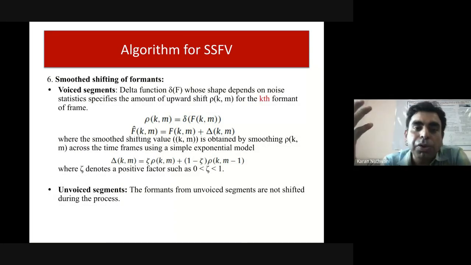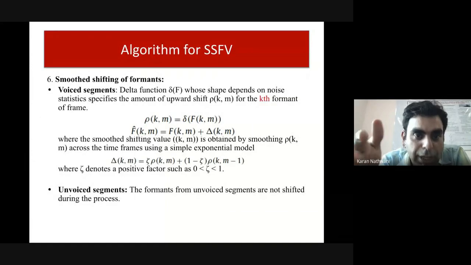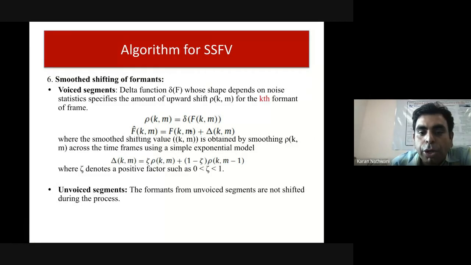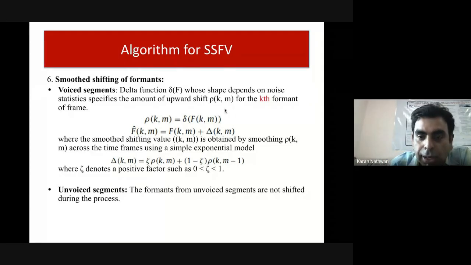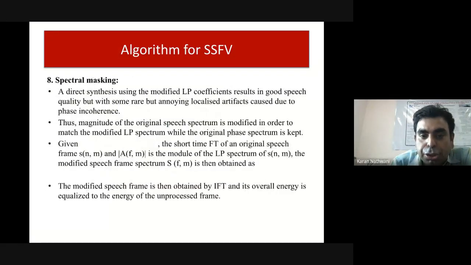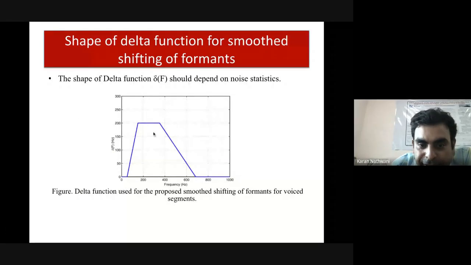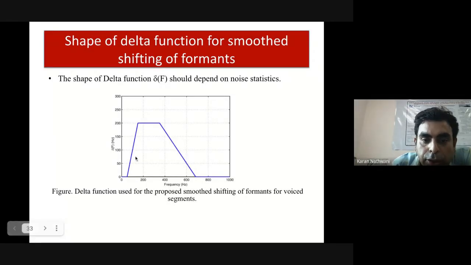I want to spend more time on what is new in this case, which is the smoothing. In the previous case, where we had formants, we shifted by the delta function, but that time delta was not smoothed. In this case, delta is smoothed. How? For example, I obtain a formant for a particular frequency for a particular frame. If it lies in this range, that is again the delta function, then I will shift it. I need to know how much shift I need to make.